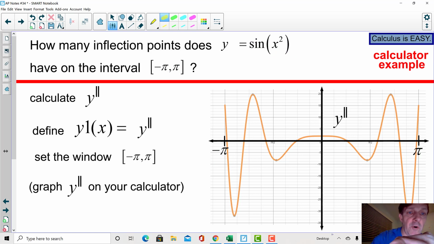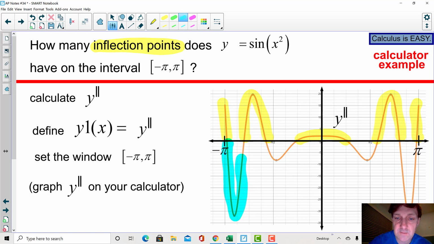Now, because we're looking for inflection points, we want to find where our second derivative changes from positive to negative. So our second derivative is going to be positive when it's above the x-axis. So it's going to be positive here, positive there, positive there, positive there, and positive there. That's where our second derivative is positive, and our second derivative is going to be negative below the x-axis. So the blue part is where our second derivative is negative.